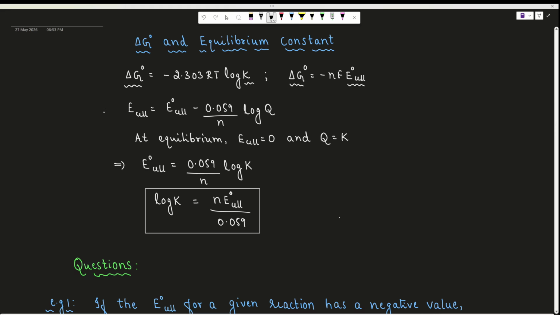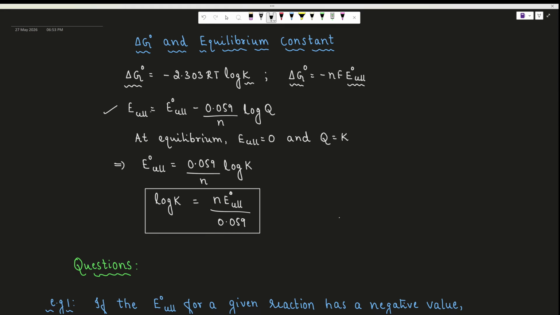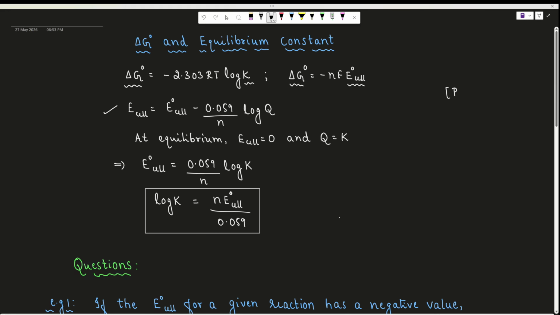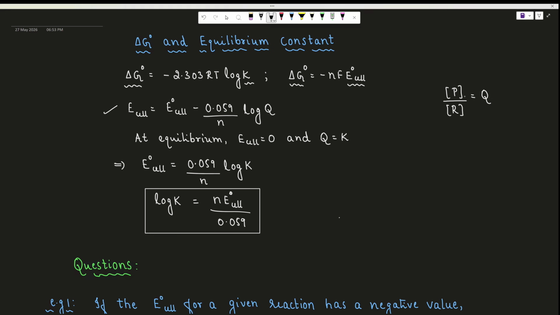And this is from the Nernst equation. In the last video, we had seen the Nernst equation. There we had written E cell equal to E naught cell minus 0.059 by n log of product by reactant. You know that the ratio of concentration of product by concentration of reactants is called reaction quotient Q, and at equilibrium we write the same thing as equilibrium constant K.